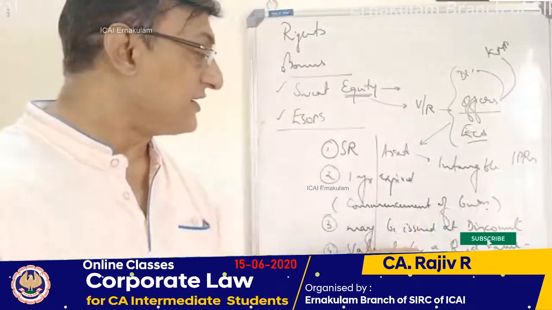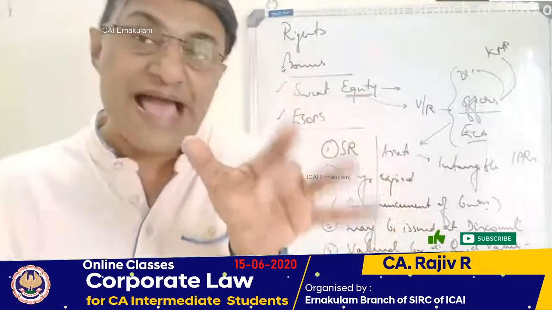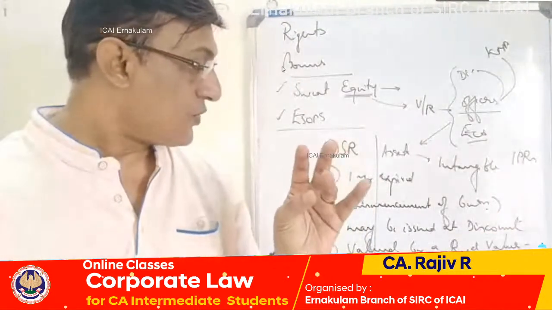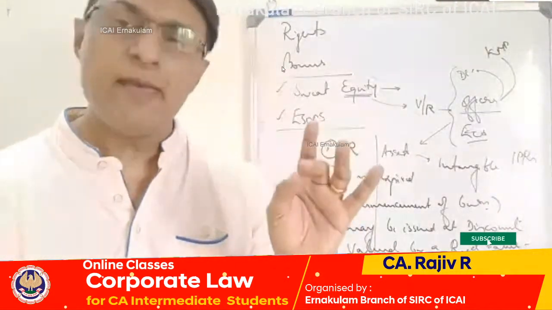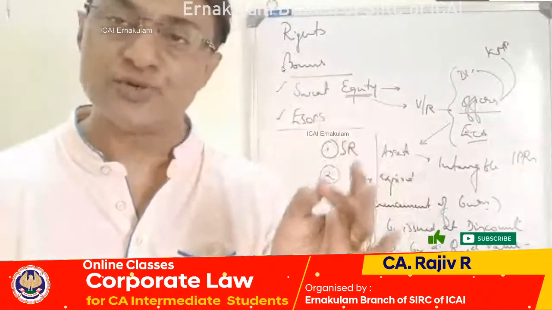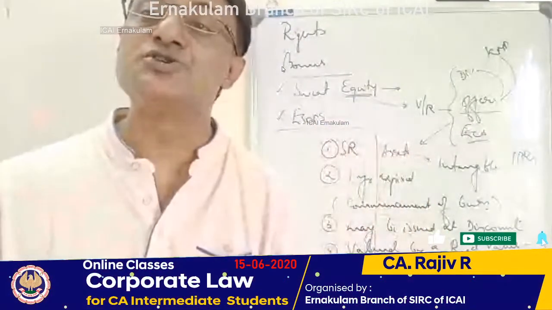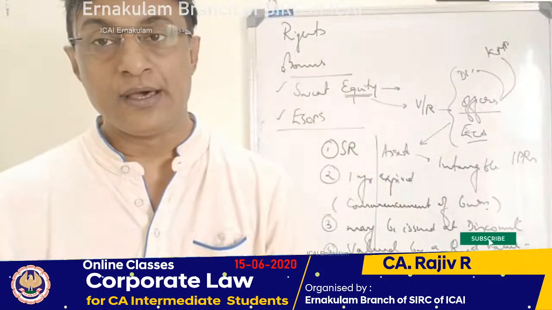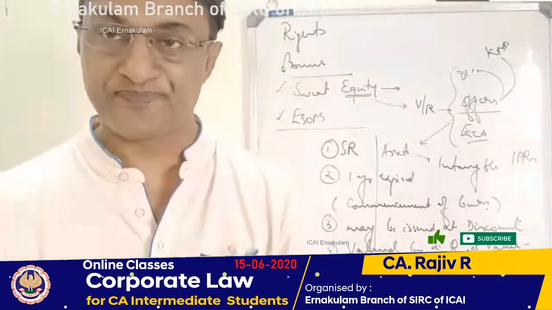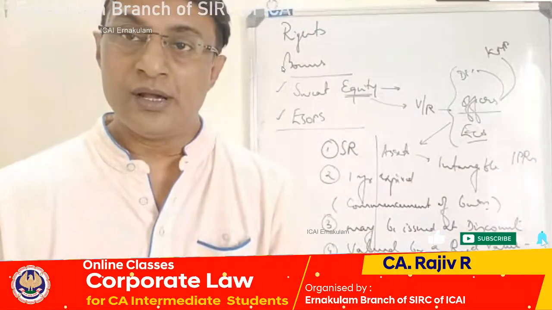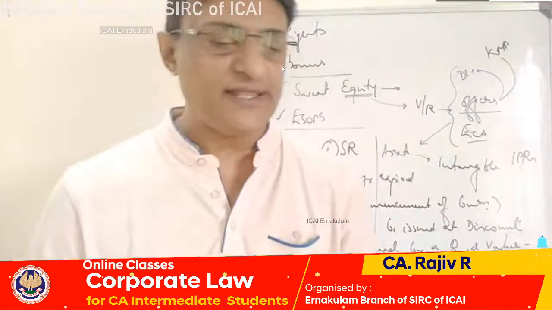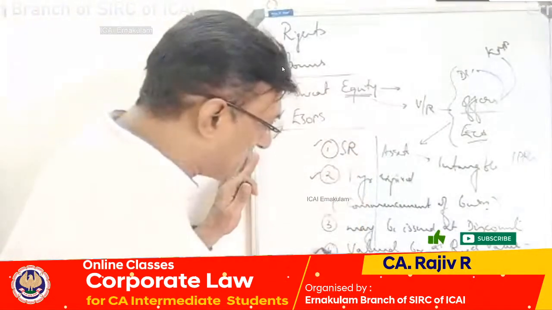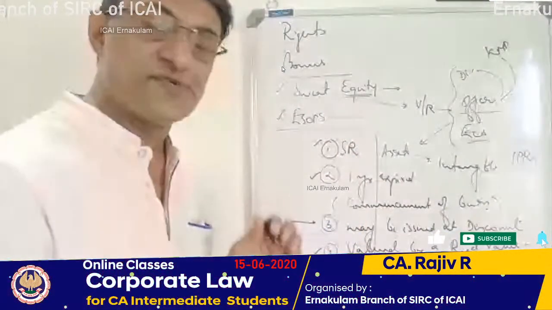So these are certain conditions which have been inserted by the Companies Act and the Companies Rules. Special resolution, 1 year, may be issued. I'm not saying it should be issued, may be issued at a discount, and it has to be valued by a registered valuer. Then these shares can be issued. Now, all the others, I suppose, are easy to understand, except for this one particular part, that the shares may be issued at a discount.